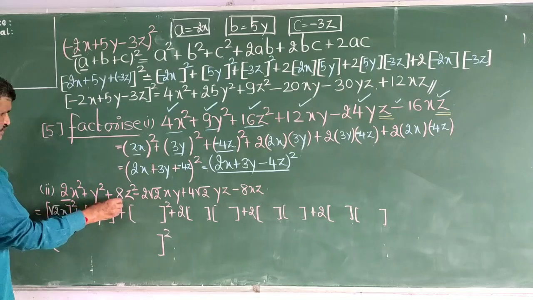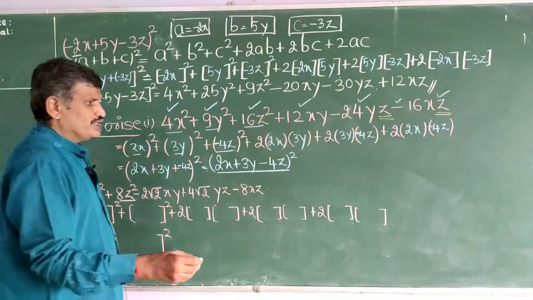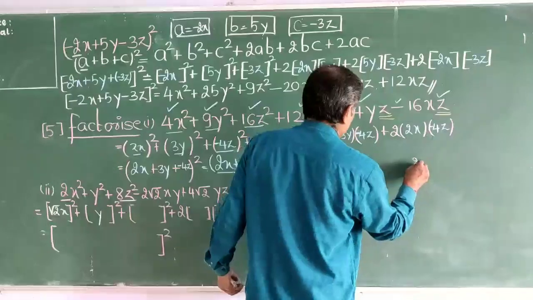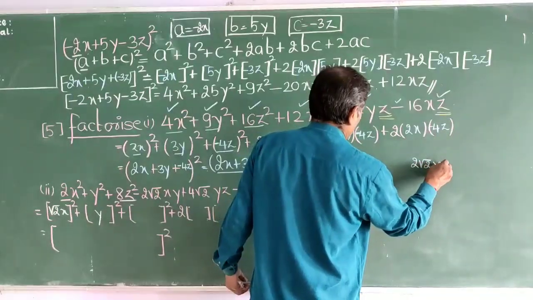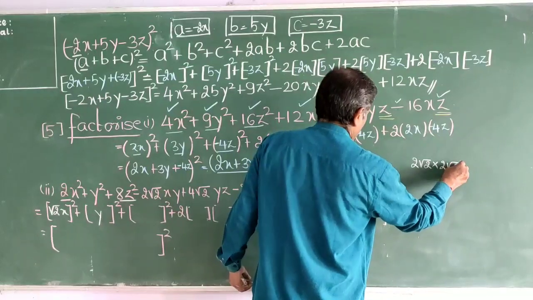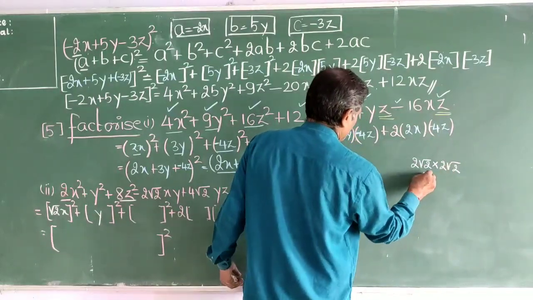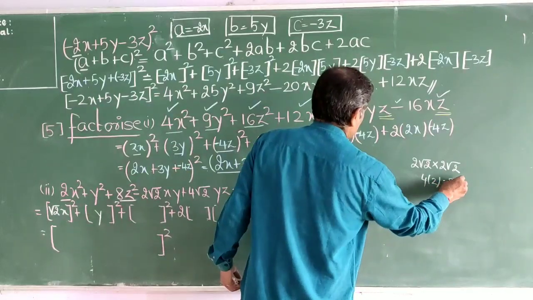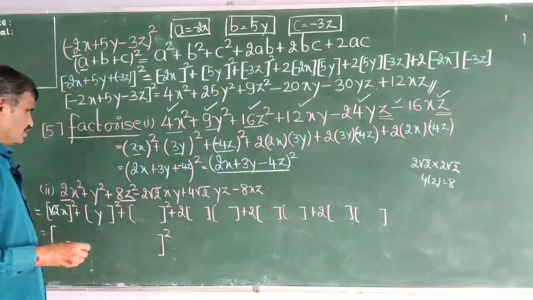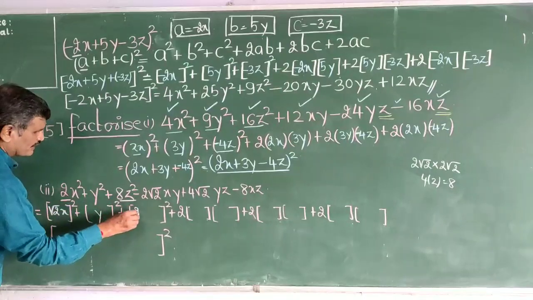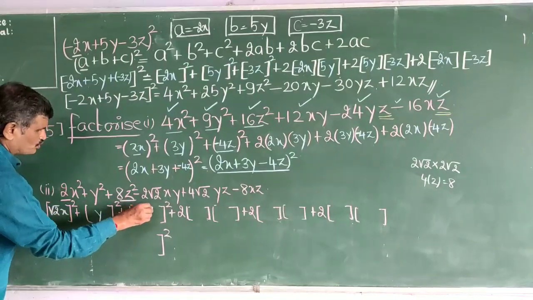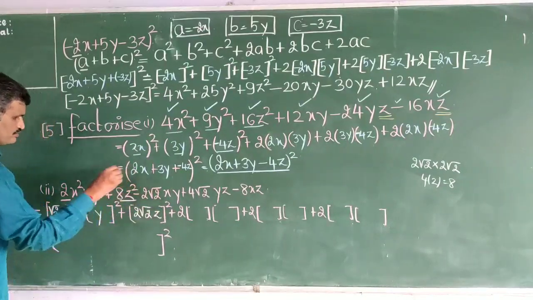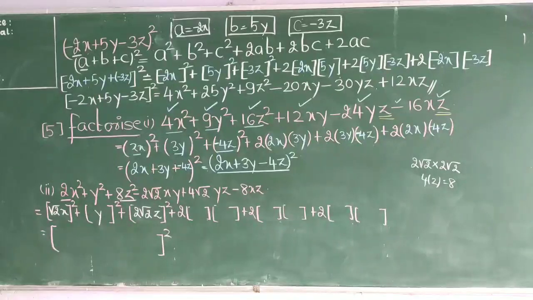Now sir, what about this 8? 8 can be written as 2 root 2 into 2 root 2 if you multiply, children. That means what you are going to get? 2 into 2 is 4. Root 2 into root 2 is 2. That means you are going to get 8. So 8 I am writing as 2 root 2 z whole square.